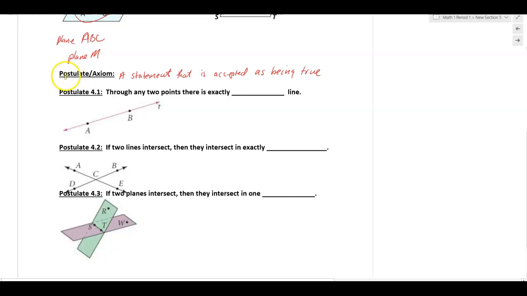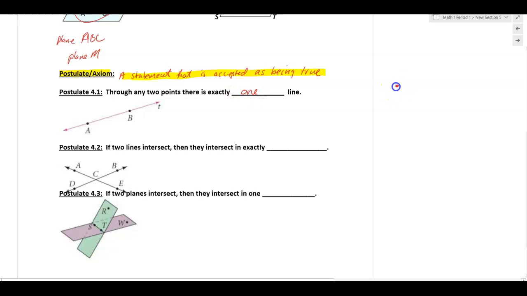So next, we need to talk about in geometry what a postulate, which can also be named an axiom, is. These are basically statements that are accepted as being true. I like to say it's just common sense, right? For instance, the first postulate is through any 2 points there is exactly one line.